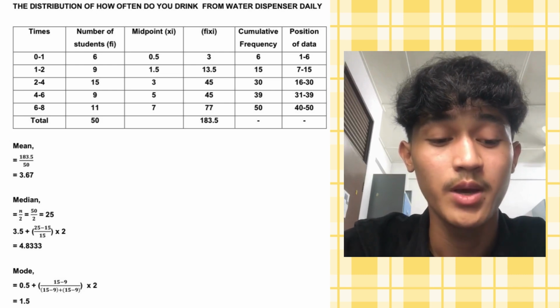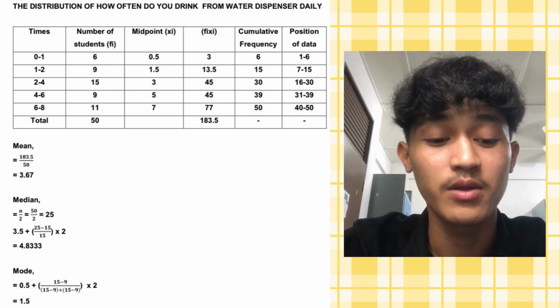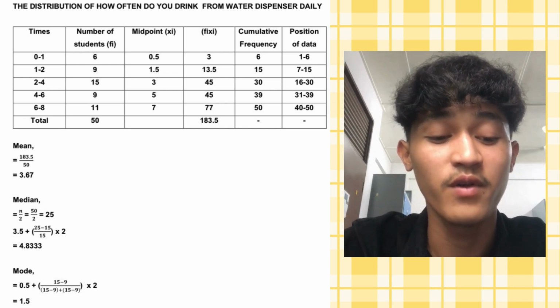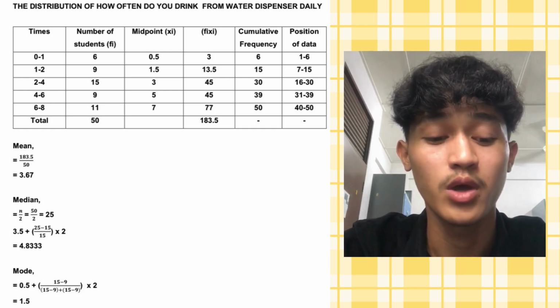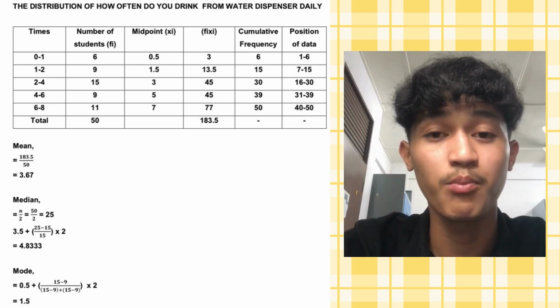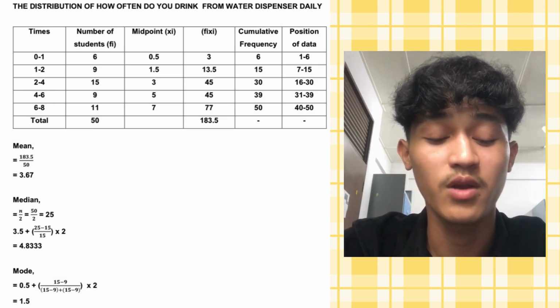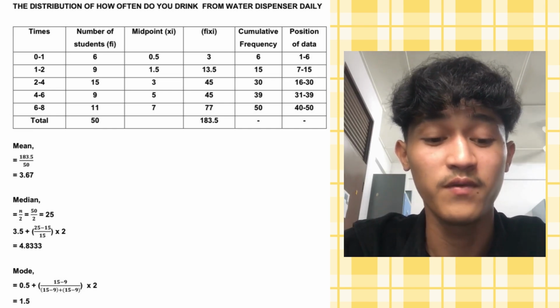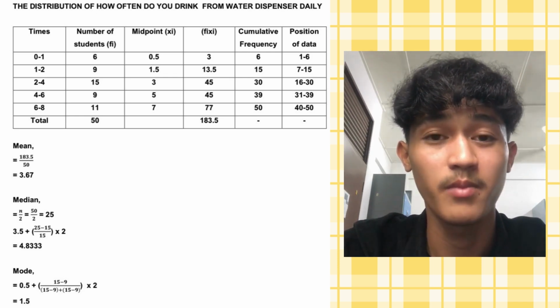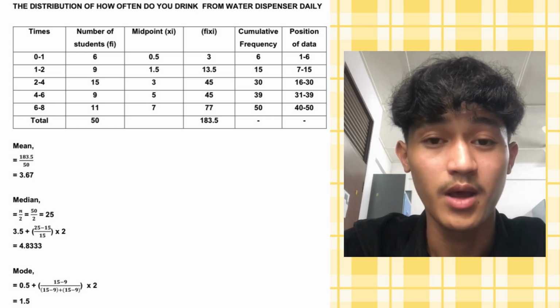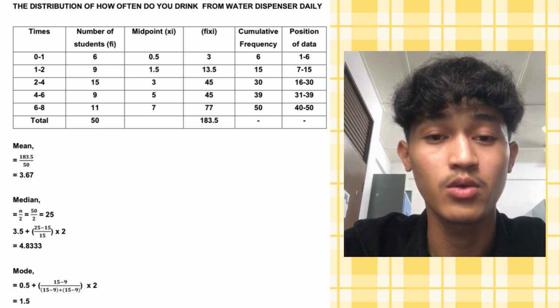For the calculation, mean is 183.5 over 50 equal to 3.67. For median, n over 2 equal 50 over 2 equal 25. 3.5 plus in bracket 25 minus 15 over 15 times 2 equal to 4.8333. For mod, 0.5 plus in bracket 15 minus 9 over 15 minus 9 plus 15 minus 9 times 2 equal to 1.5.